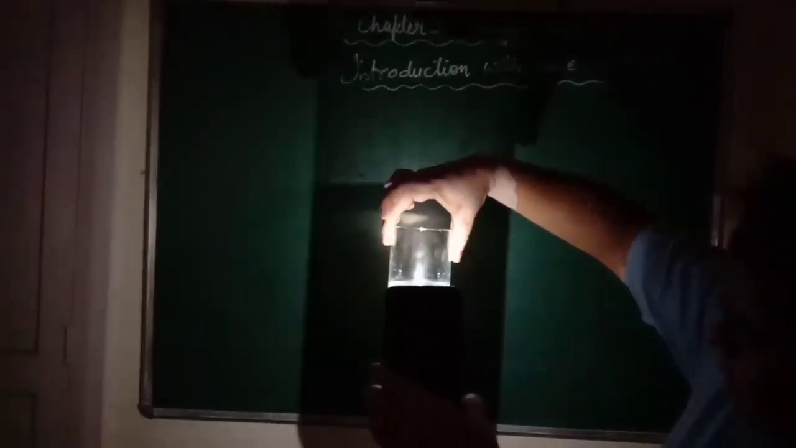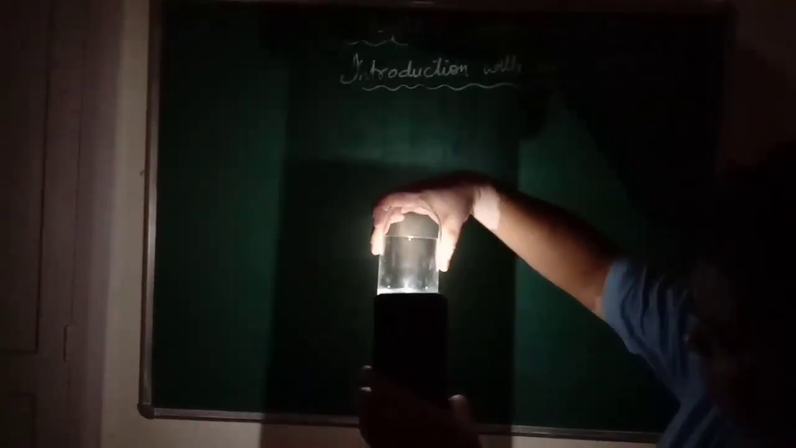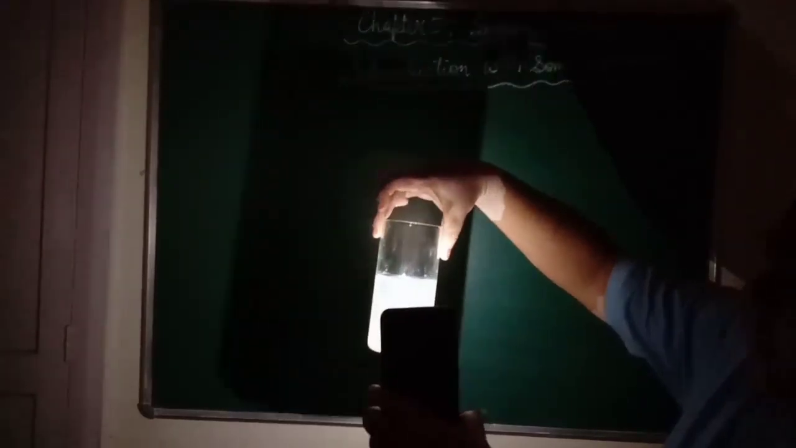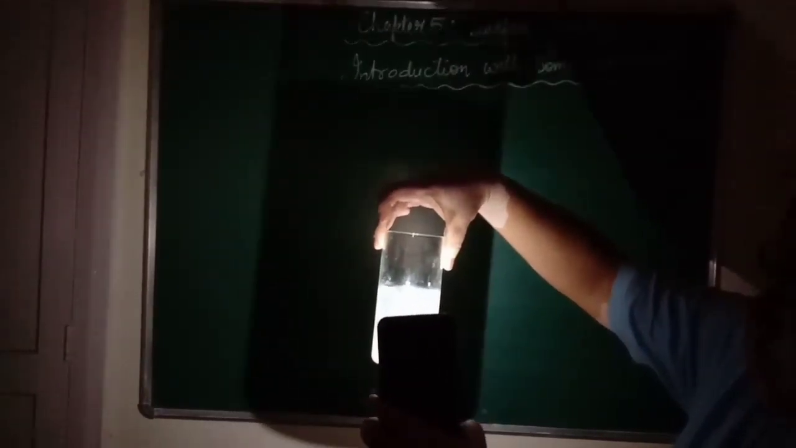Now see, that light which was looking like a horizontal line is now getting scattered and becoming like a spreaded light, isn't it? And since the solution has also become translucent, the light is not passing through properly.